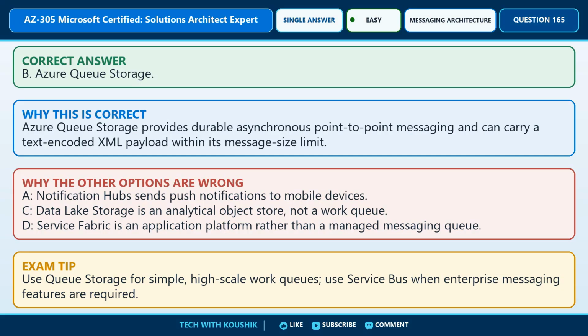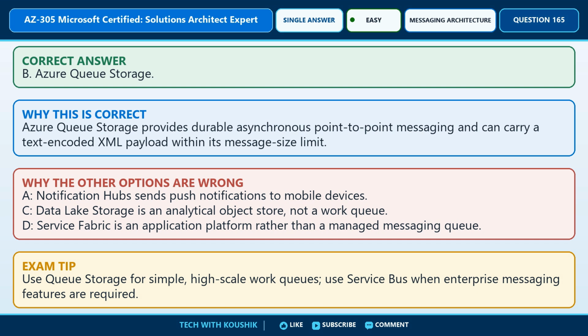In this case, select Option B, Azure Queue Storage. This is correct because Azure Queue Storage provides durable asynchronous point-to-point messaging and can carry a text-encoded XML payload within its message size limit. The alternatives can be eliminated because A.